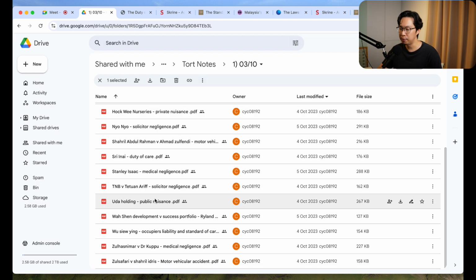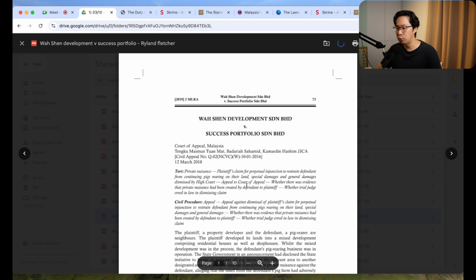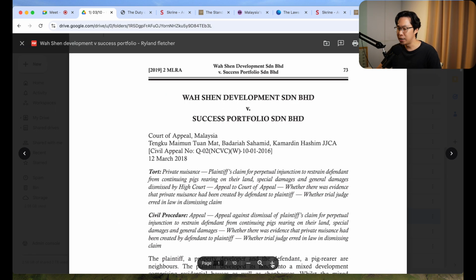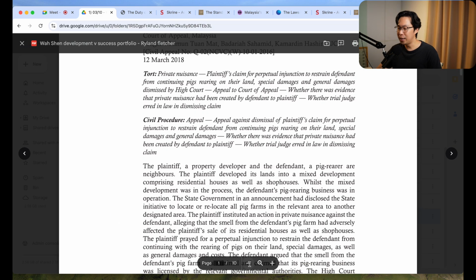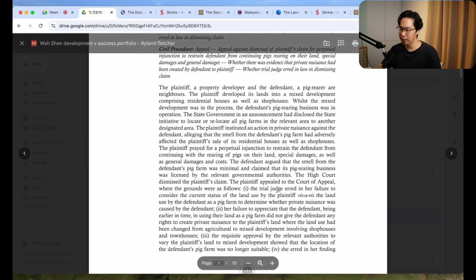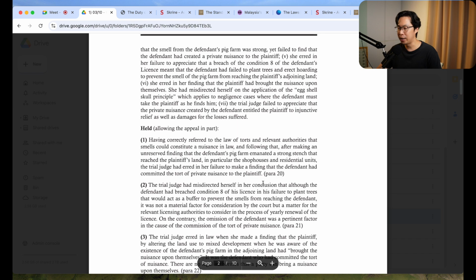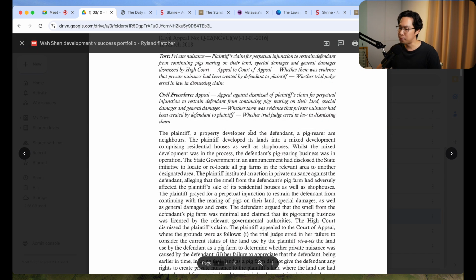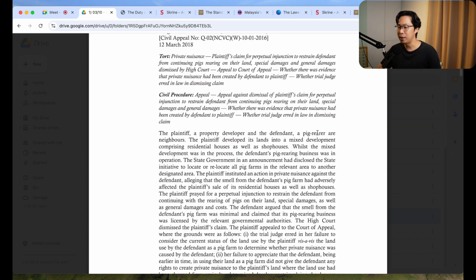Let's see, Vashan. Again, you will understand, so I don't have to go through the whole thing. This case is where there is land beside land. I'll give you the facts, then after that you can read the case on your own. The plaintiff is a property developer and the defendant rears pigs. If you rear pigs, they have the smell. So the plaintiff developed a mixed development, then instituted action in private nuisance.